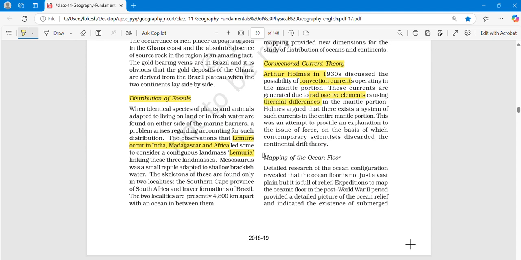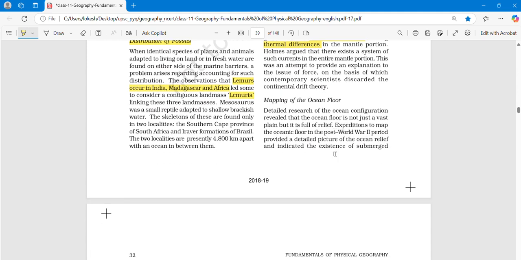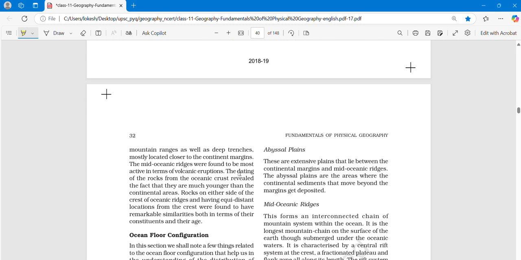Mapping of the ocean floor. Detailed research of the ocean configuration revealed that the ocean floor is not just a vast plain but is full of relief. Expeditions and mapping provided a detailed picture of the ocean relief and indicated the existence of submerged mountain ranges as well as deep trenches. The mid-oceanic ridges were found to be the most active. Dating of the rocks from the oceanic crust revealed that they are much younger than the continental areas. So the ones in the ocean are much younger.